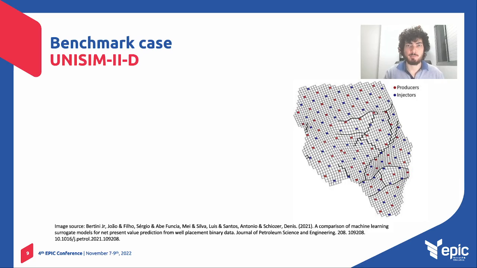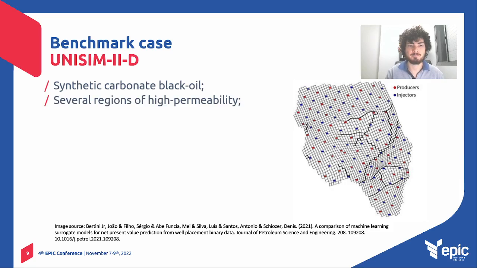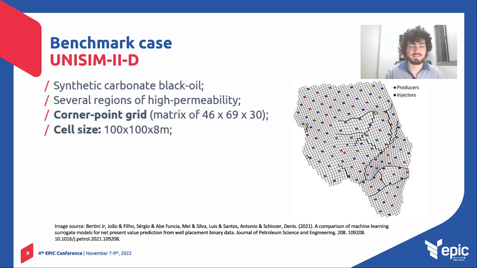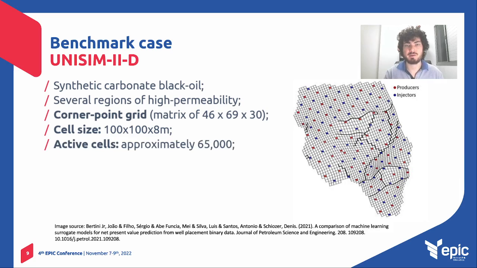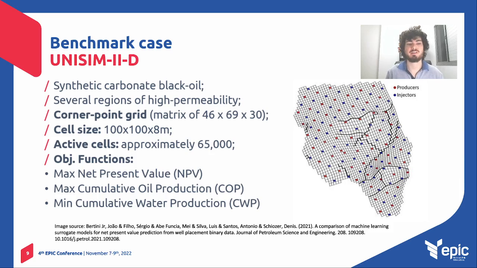We tested our proposition in a benchmark case, the Unicamp 2D benchmark case, which is a synthetic carbonate black oil simulation model with several regions of high permeability. It is a corner point grid with a matrix of 46, 69, and 30. The cell size is 100 by 100 by 80 meters. There are approximately 65,000 active cells, and the objective functions are the maximization of the net present value, the maximization of the cumulative oil production, and the minimization of cumulative water production, all at the same time.